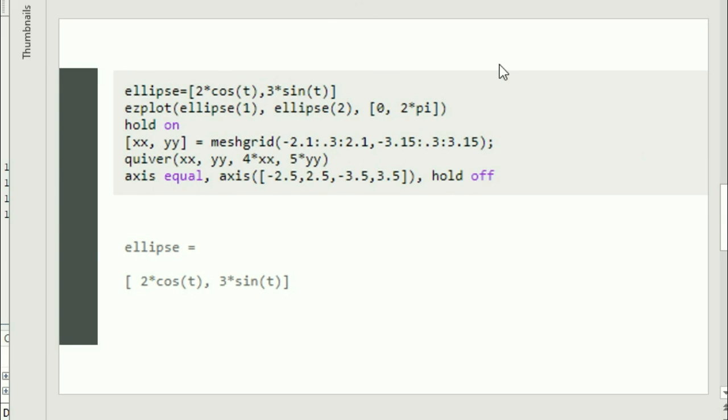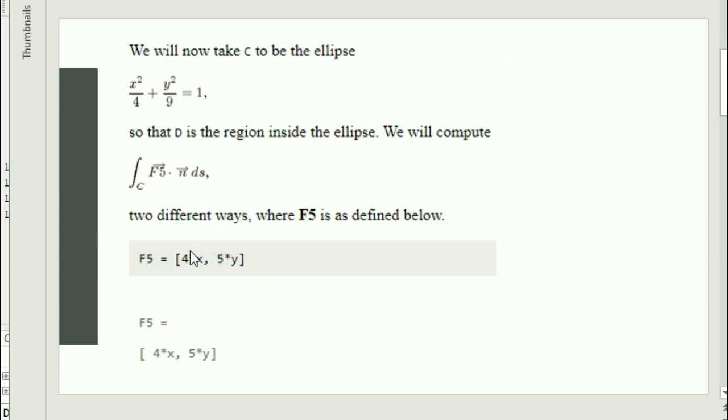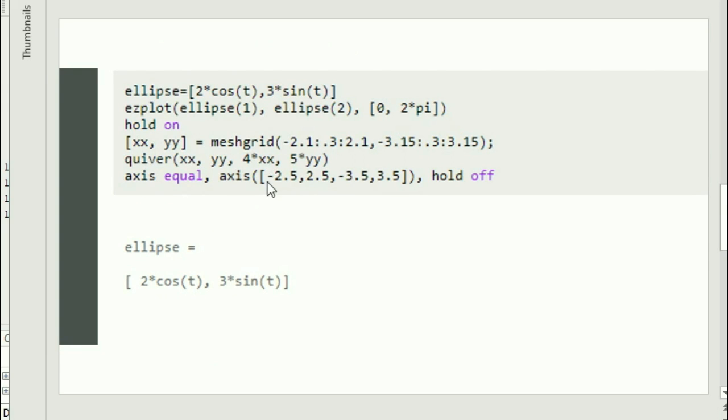This is the code for the ellipse that we have computed by plotting the ellipse and the vector field. We will use modified polar coordinates for the ellipse. So this is the 4x and 5y from the previous equation, and this is the axis, beginning from negative 2.5 until 2.5 and from negative 3.5 until 3.5. This is the x-axis and y-axis. This is the equation of the ellipse.